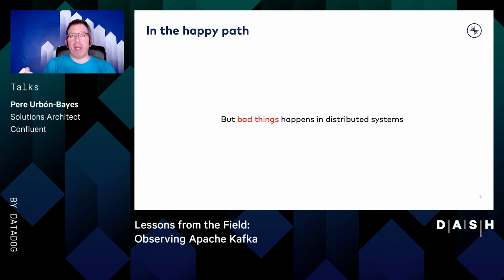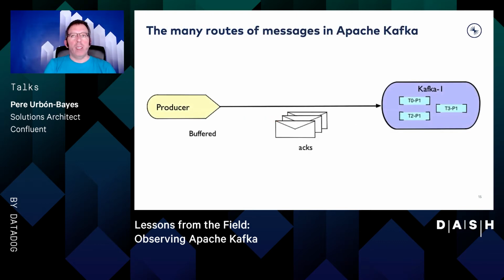But bad things happen in distributed systems, because we work with a lot of machines, because of the network, for many reasons. That's why it's amazing to work with distributed systems. That's a very simplified case. A producer is sending messages into Kafka. They are buffered, so they are batched together, a group of them is pulled together to optimize the network throughput, and they are stored for a while until this combination can happen. Then they are sent into Kafka.